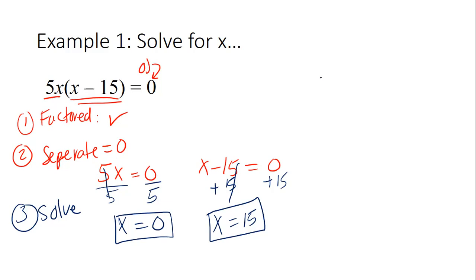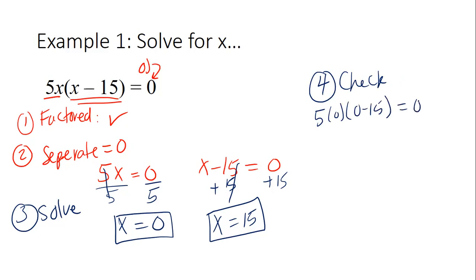Our last and final step is to check yourself. If I was to check myself, I can do it out loud or I can write it down, right? If I'm writing it down, I would be plugging in 0 into the original problem and seeing if I get 0. 5 times 0 times 0 minus 15 equals 0. Check. 5 times 15 times 15 minus 15 equals 0. Check.